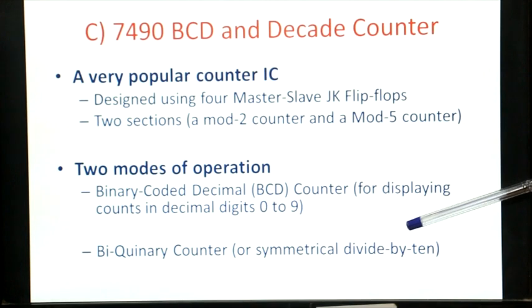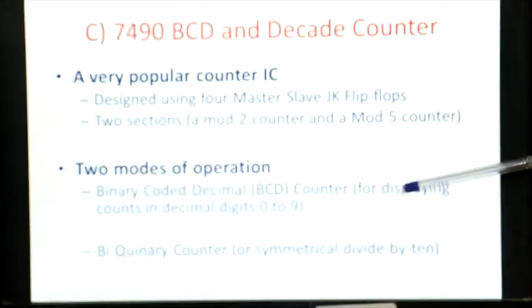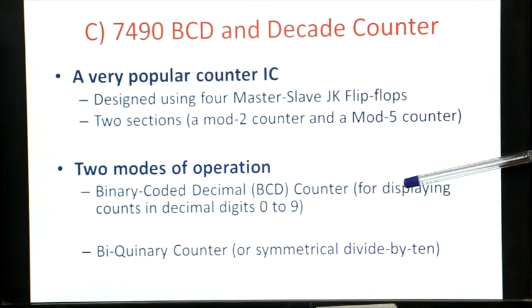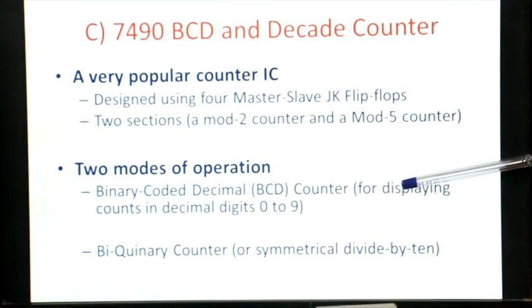The second one is interesting, which is occasionally used, which they called a Bi-Quinary counter, meaning you would get a symmetrical divide by 10. Now you would appreciate that in the case of a BCD counter, if you take the QD output, you would see that it is high only for states 8 and 9, and for all the other states it is 0. Therefore, the output is not symmetric. Only for 2 clock states it is high, all the other states it is low.